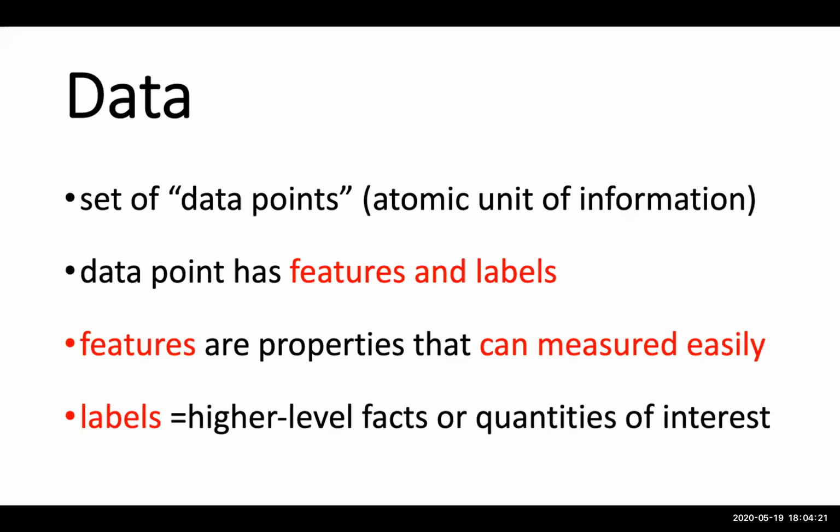However, you must always be clear about how you characterize a data point. What do you know about a data point and what do you want to know? The properties that you can measure easily about an object are the features. And what you would like to know, the higher level facts or quantities of interest that are not so easy to obtain about an object, is called the label.